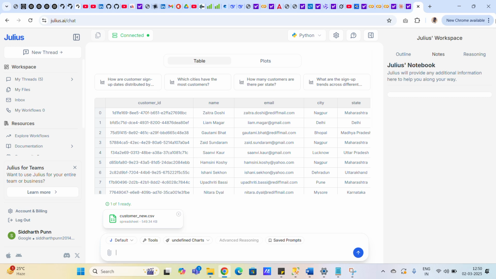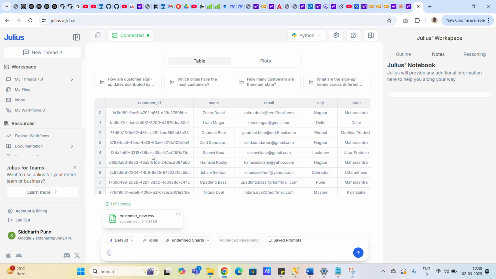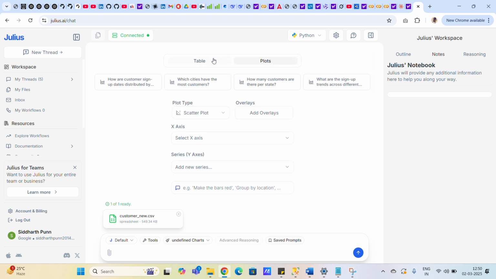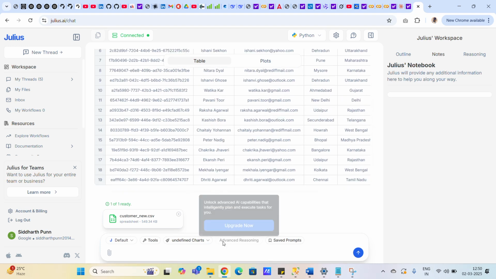If you can see, this is the data from my prompt. We have a customer ID, a name, an email ID, then a state, then a city. Okay, if I give questions, these are the plots and these are the tables. These are the questions I can see if I need to find insights, like how the customer sign-up dates are distributed, which cities have the most customers, how many customers there are per state, or what the sign-up trend is across different categories, something like that, right?